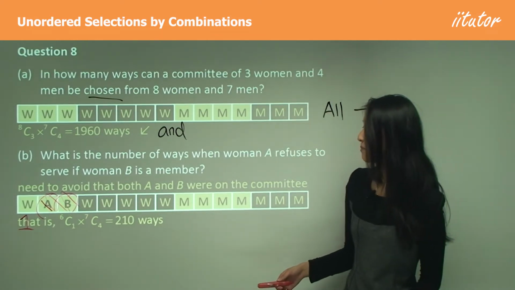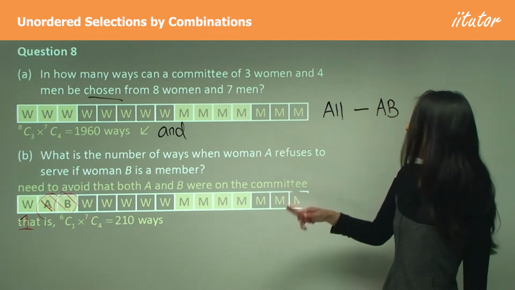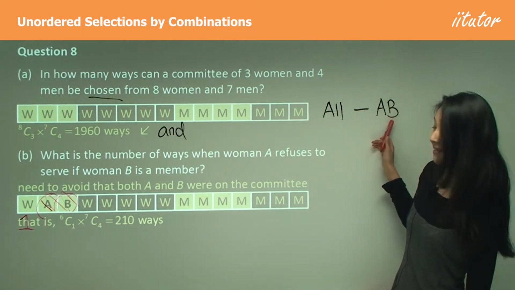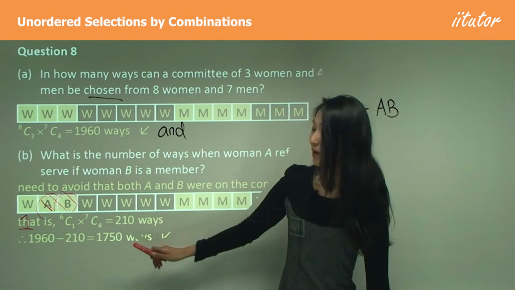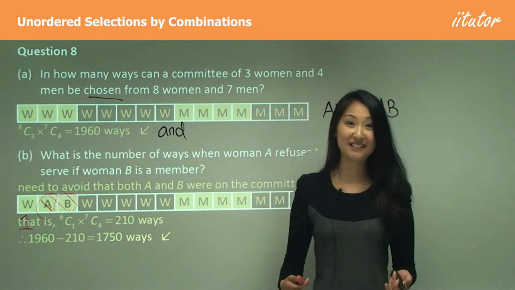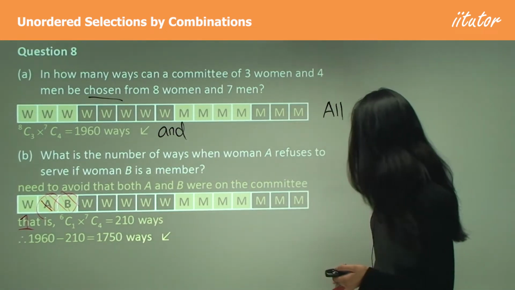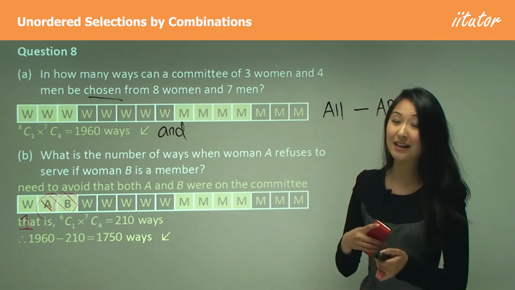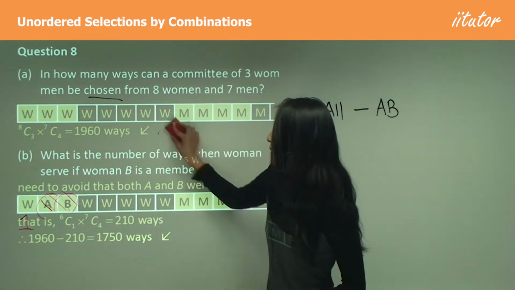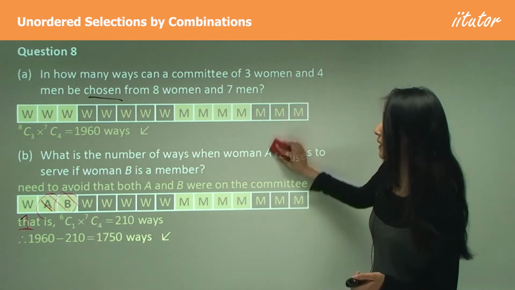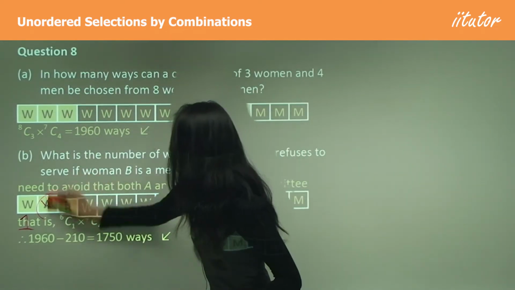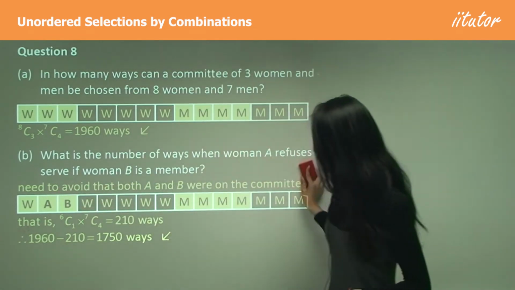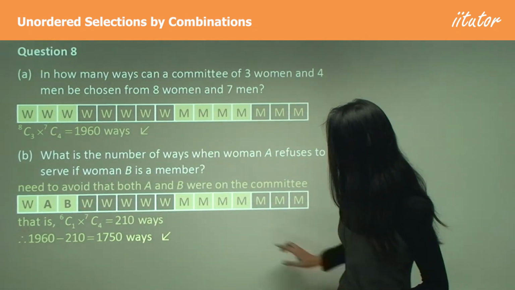And to work out the number of ways when they refuse to be together is all minus that. It's just going to be this minus that, which is 1,750 ways. So what we've done is, when people refuse to be together, when 2 things can't be in the same group together, you always do all minus them actually being together, so the opposite of what the question says.